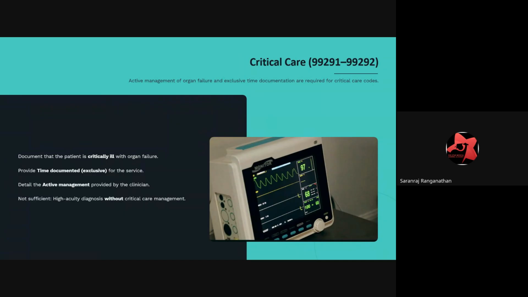Okay, so the patient is critically ill with organ failure, with time documentation exclusive for the service and active management provided by the clinician. Not sufficient means a high acuity diagnosis without critical care management. So for critical care, appropriate documentation is needed, especially organ failures, whatever the failures, whatever infections need to be documented. Then what is the active management? It is not previous management or previous treatment that I need to consider. Active management needs to be considered. Those are the needs for critical care.